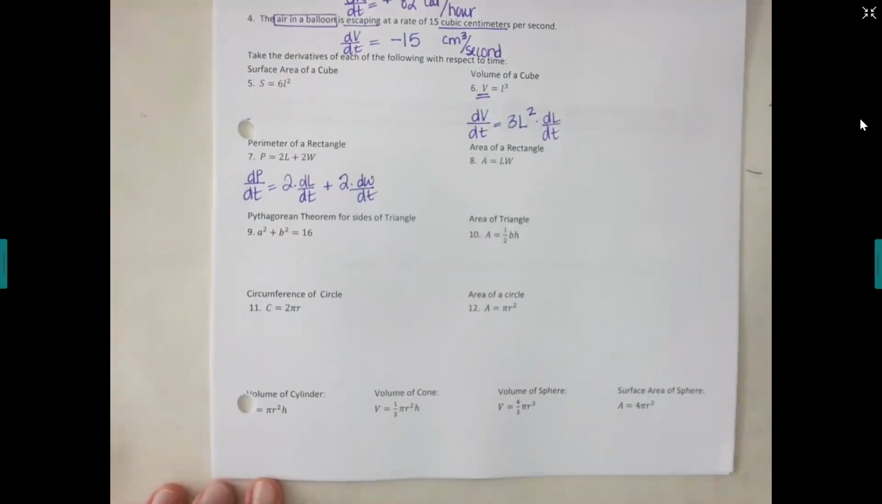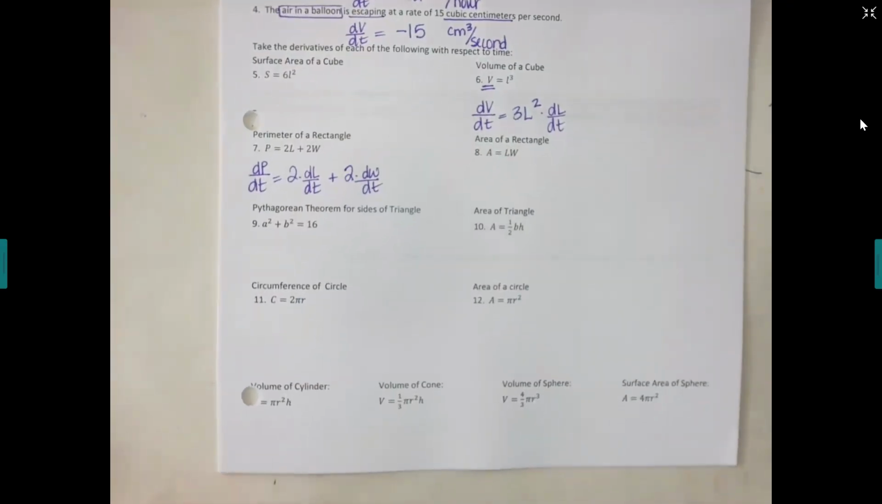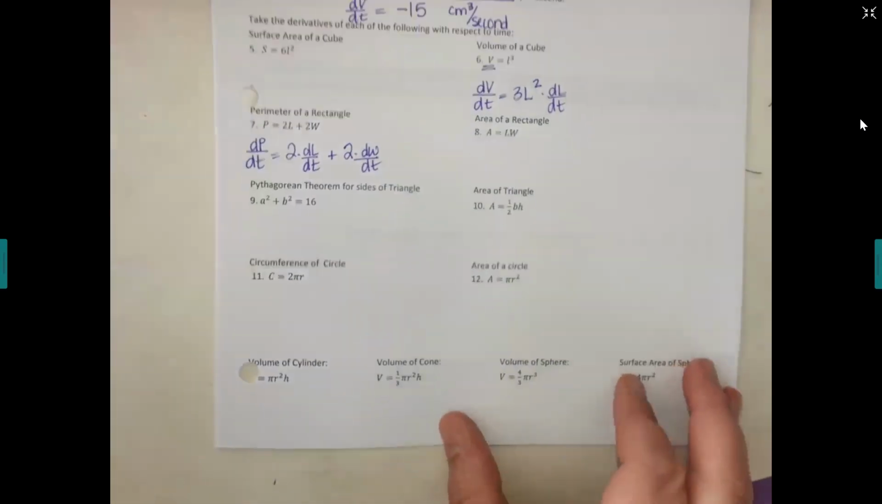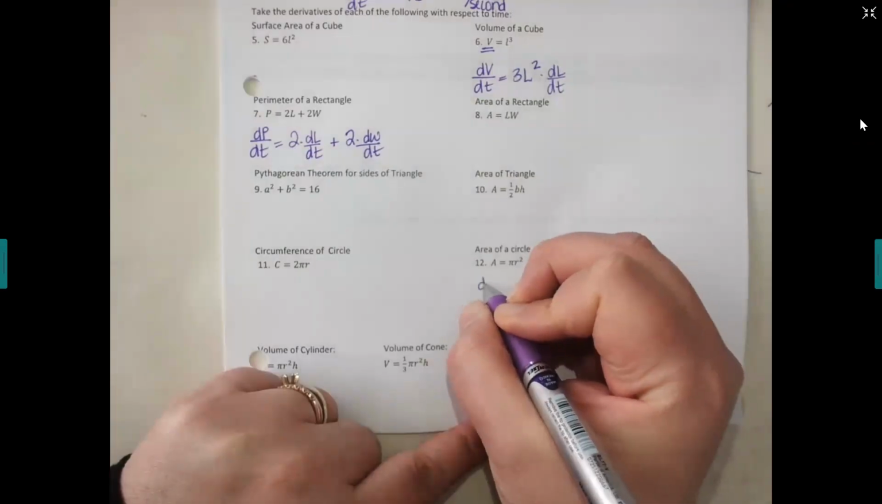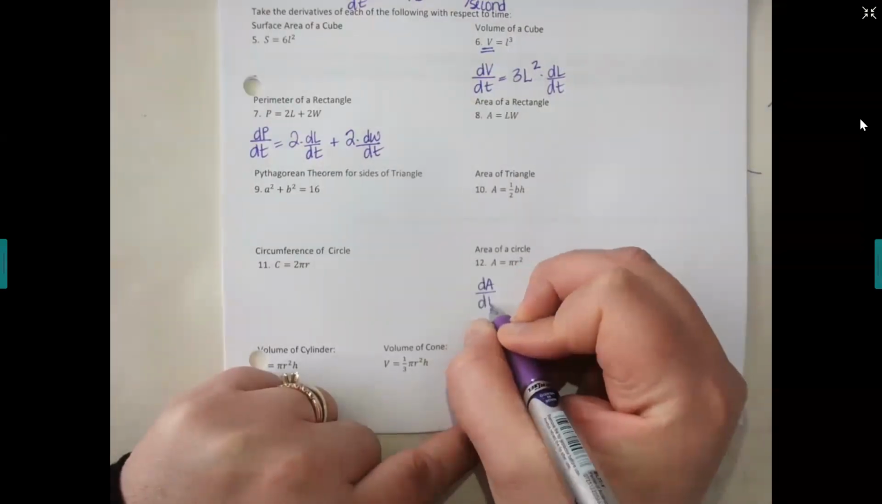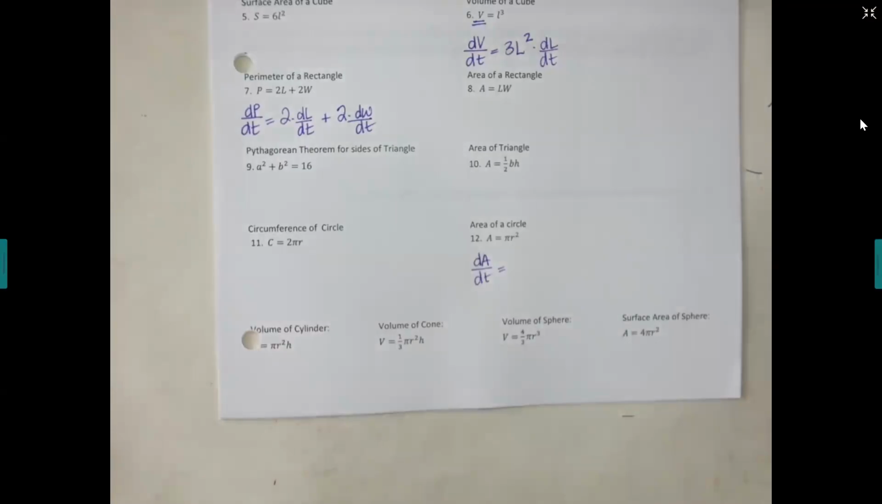Okay. Let's jump down here to area of a circle. Area is pi r squared. This is formula number 12. What's the derivative of A going to be called? dA/dt. Now, quick question. The derivative of A is just what number? 1. So this is really 1 dA/dt, but rather than writing the 1, we're just going to put dA/dt.